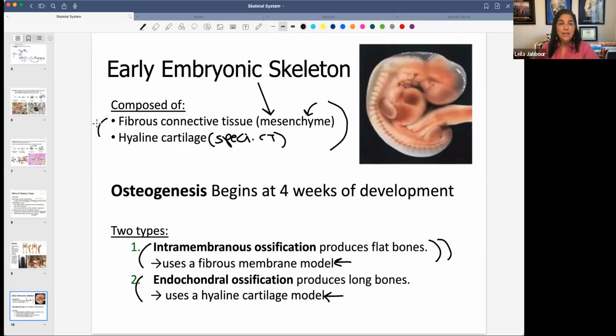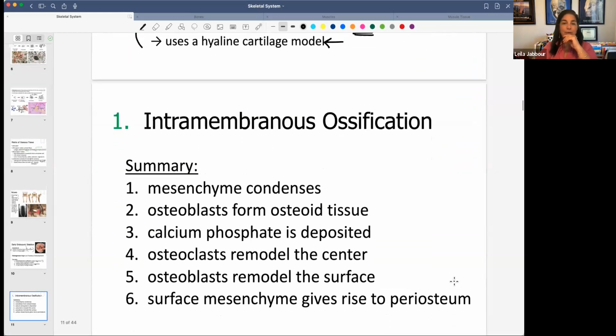So both of these connective tissues are at the source of bone formation. One is used for flat bone formation, and the other one is used for long bone formation. Any flat bone, like the sternum and the flat bones of the skull, is produced by intramembranous ossification, and long bones like the femur and humerus are produced by endochondral ossification. So let's see intramembranous ossification.